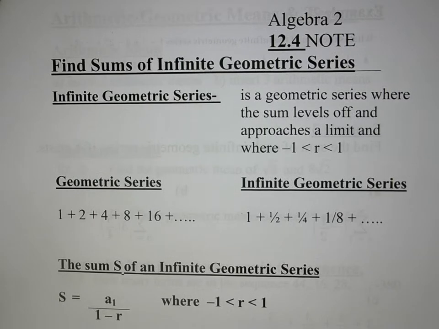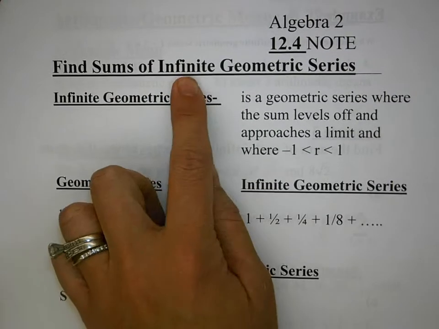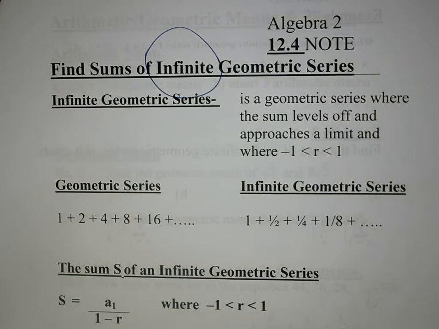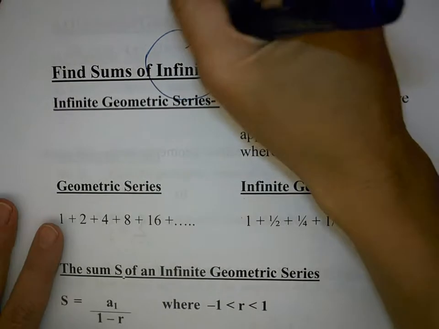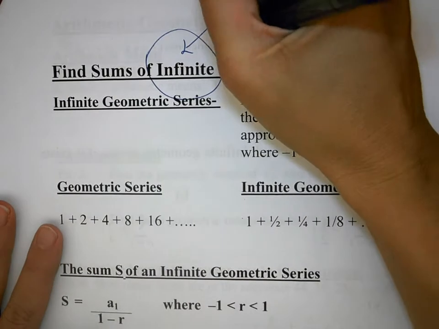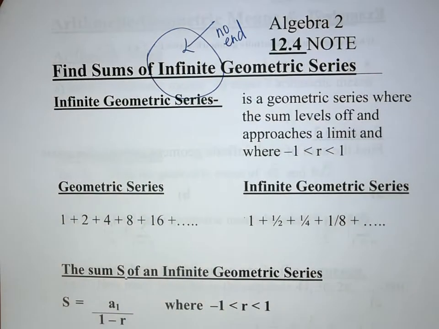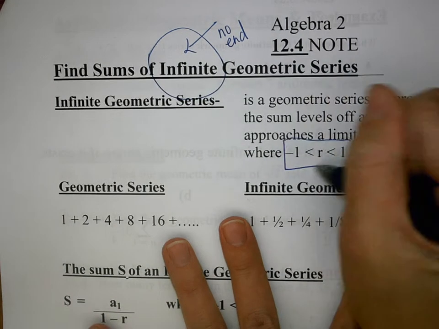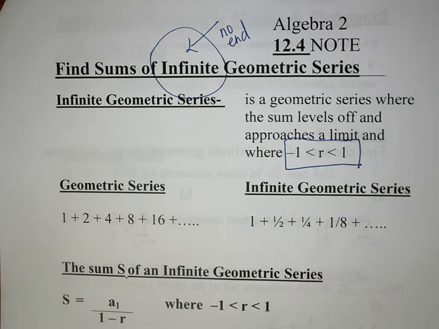Right, 12.4. Finding sums of infinite geometric series. What does infinite mean? It's no end. It does not stop. It goes on forever. Okay, correct. So in an infinite geometric series, you can find the sum as it approaches a limit, but r has to be in between -1 and 1.